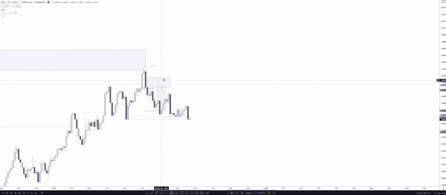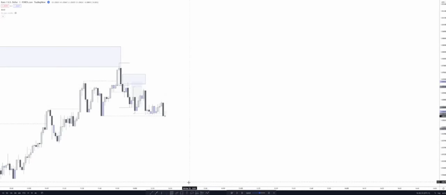we've got this unmitigated premium, we've got a substructural low created that didn't mitigate, this high didn't mitigate this premium. Okay, then we broke down again, re-established order flow here, and then broke down again. So we have a re-establishment of order flow within this leg here.